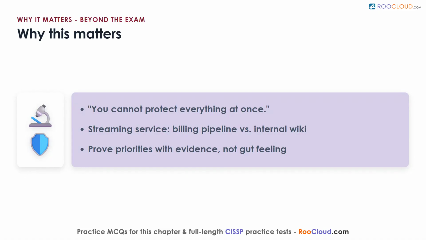Because you cannot protect everything at once, and pretending otherwise wastes the budget you have. Picture a subscription streaming service deciding where to spend its limited resilience funds. The billing pipeline that collects revenue matters far more than the internal wiki. A business impact analysis is how you prove that, with evidence instead of gut feeling. As a security professional, this is the work that turns a wish list into a defensible plan.